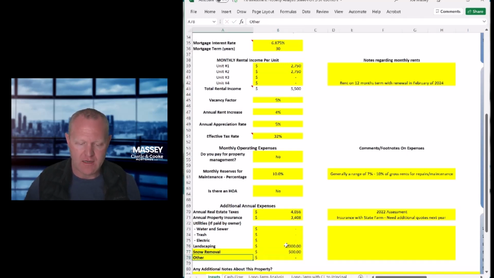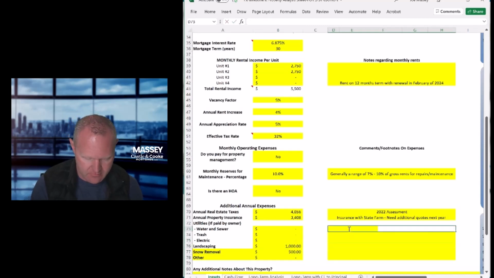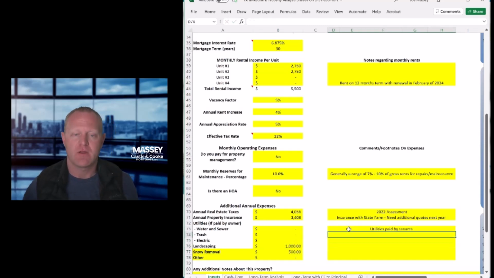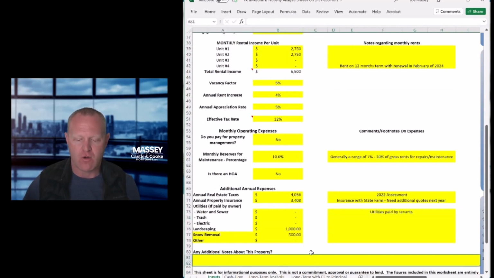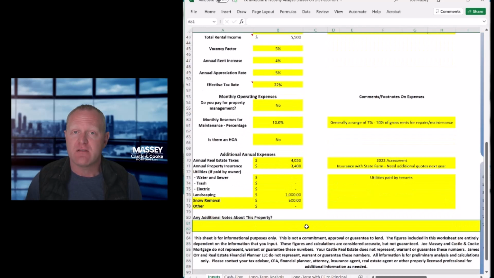Okay. And then you can put any other notes that you want in regards to these. So let's say utilities are paid by the tenants. And then if you want to add any additional notes about this property, you can do that here. So that is everything that you need to fill out on the inputs page in order to have all of the information and data in the spreadsheet.